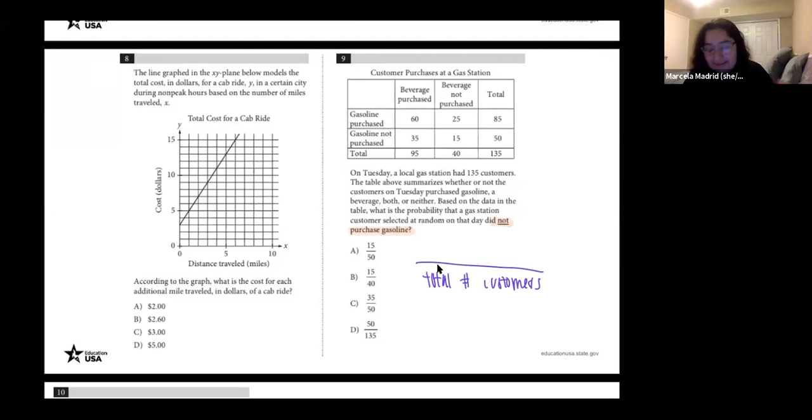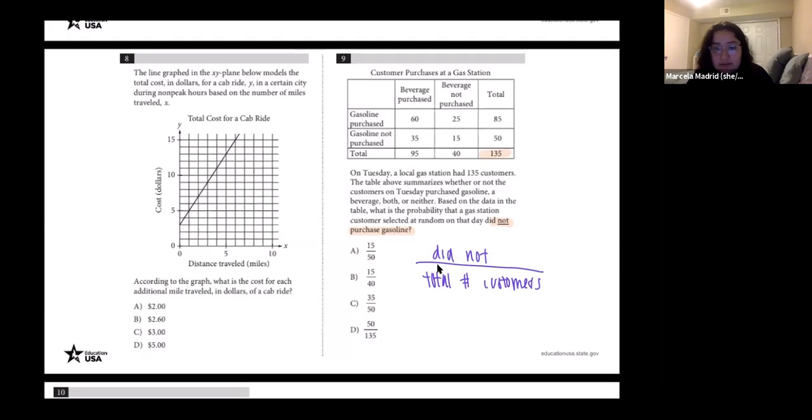Didn't see that. I was working on the question. And then what you're looking for is did not purchase gasoline. So your total amount, all of your customers, no matter if they purchased your beverage or didn't purchase the beverage, or gasoline purchase, it doesn't matter, is going to be 135. So just based on that, you automatically know that the answer choice is going to be D.